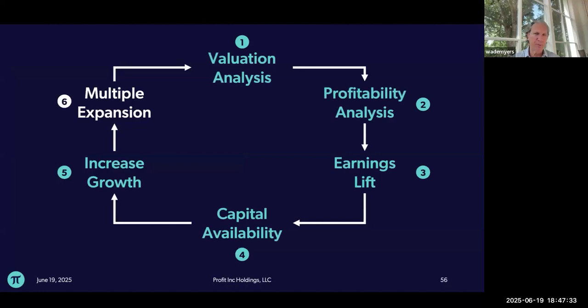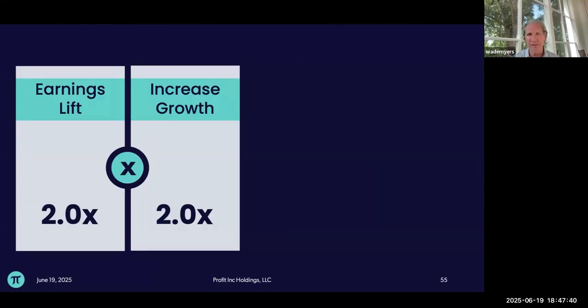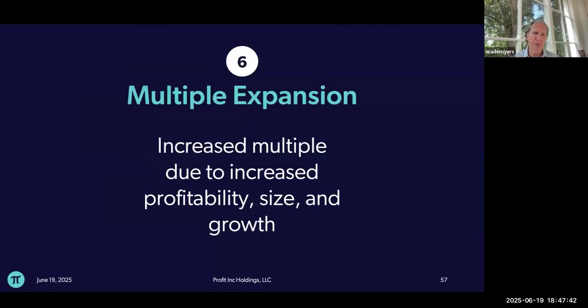And next is the multiple expansion. Now, this is the easiest part of the 6-step process, because if you've done these two things, you almost automatically get a multiple expansion. In other words, your purchase multiple goes from 5 times earnings to 10 times earnings. Now, yes, your earnings have doubled and your earnings have grown 20% per year, but you're also getting the additional impact of a higher multiple for your higher earnings.